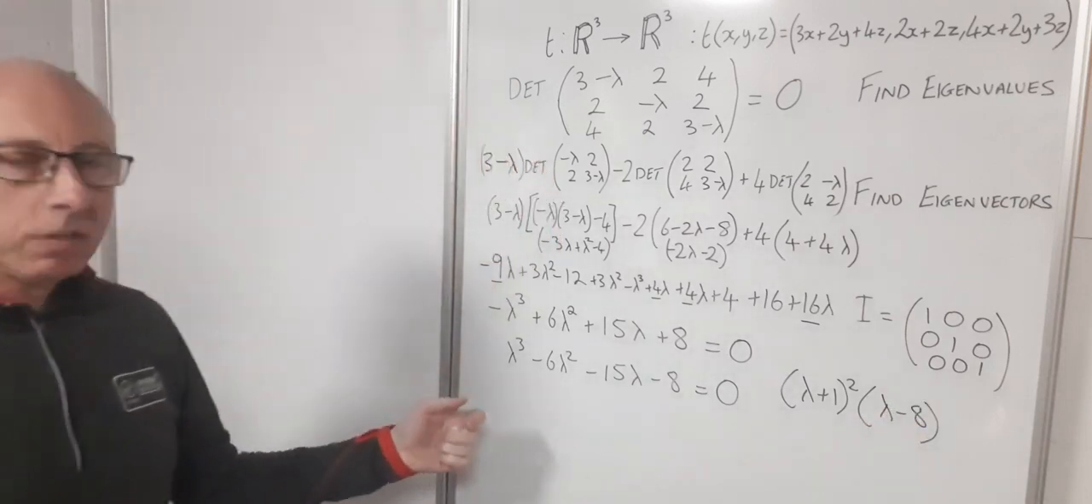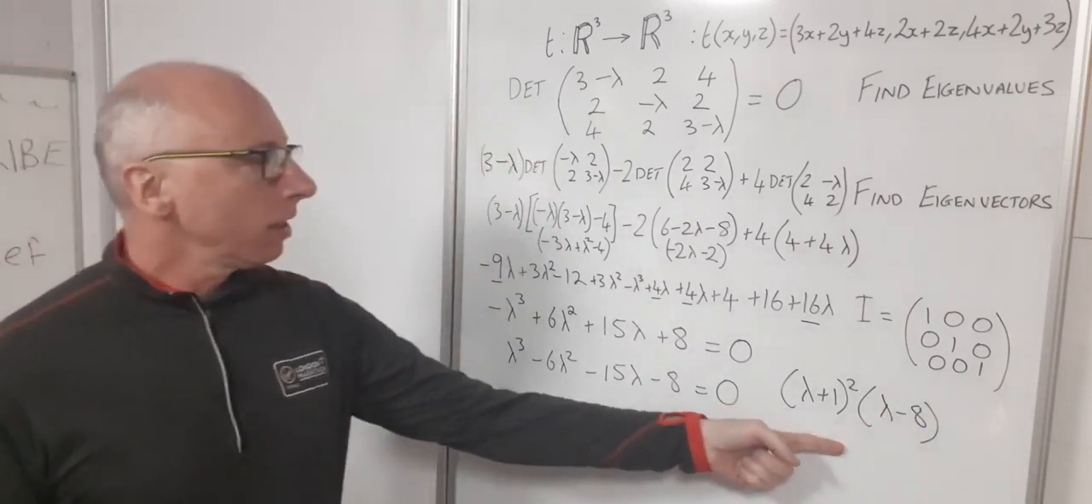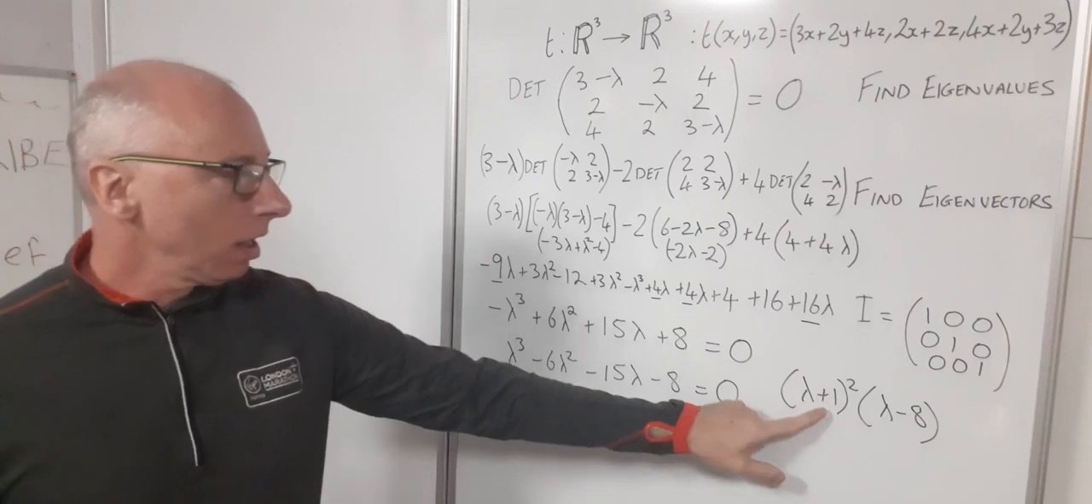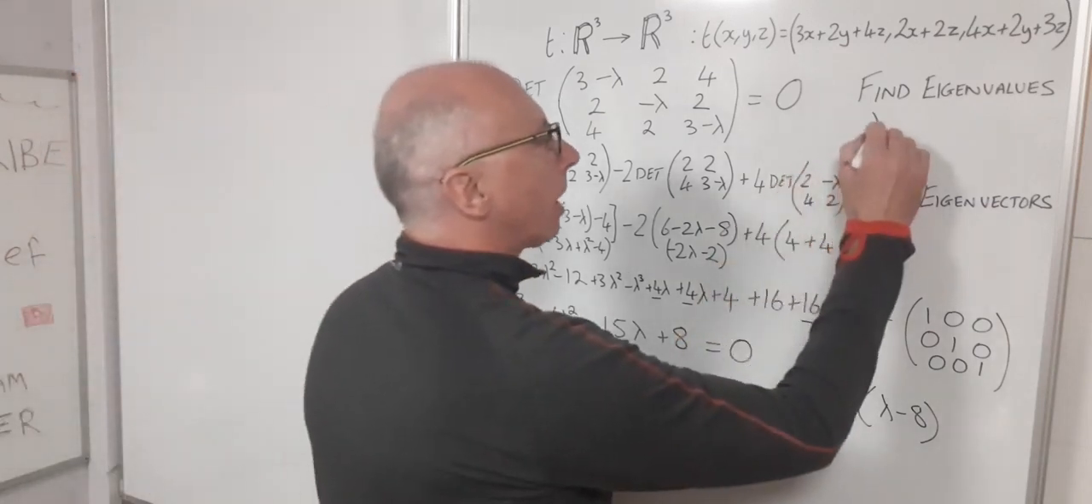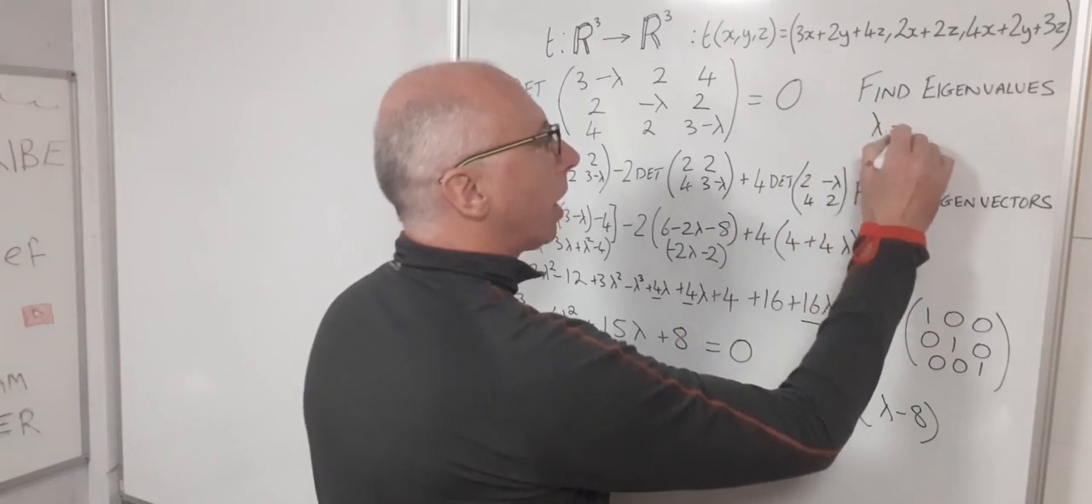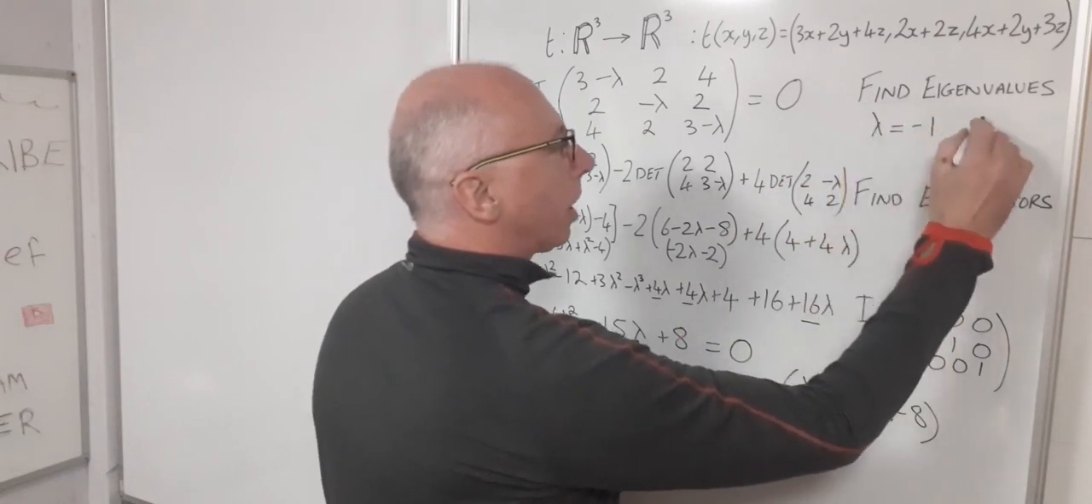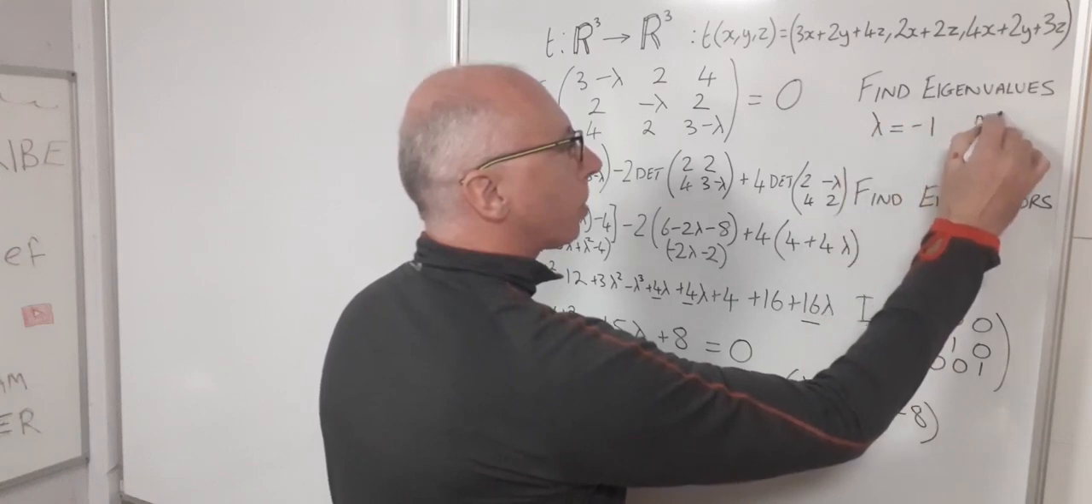So that then gives us our eigenvalues, which are the solutions to this, which gives us lambda equals minus 1 twice. So lambda equals minus 1. That's multiplicity of 2.